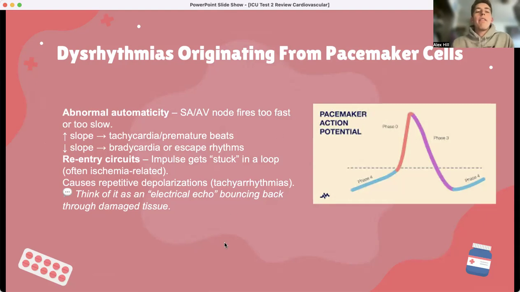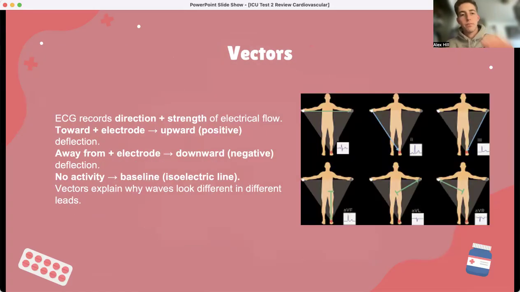And then your reentry circuits, which is like things, the depolarization happens in like these circles. It can happen with ischemia where you have this piece of dead tissue, and so instead of the electrical signal going in a straight line, it hits the dead tissue, kind of goes around it, and then it starts doing this circle thing, and then you can get these ectopic beats.